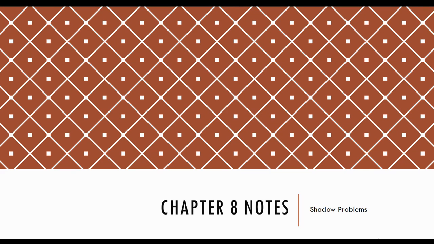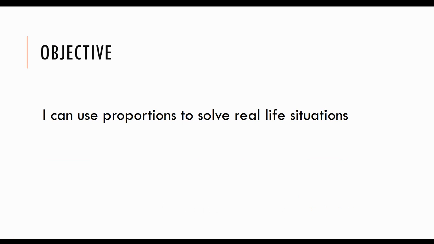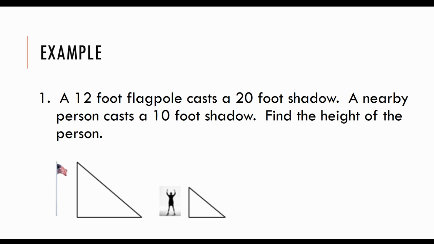Today we're going to be looking at section 8.4 in the book, which we're going to focus on shadow problems. So we're going to use proportions to solve real life situations. So let's take a look at this example.